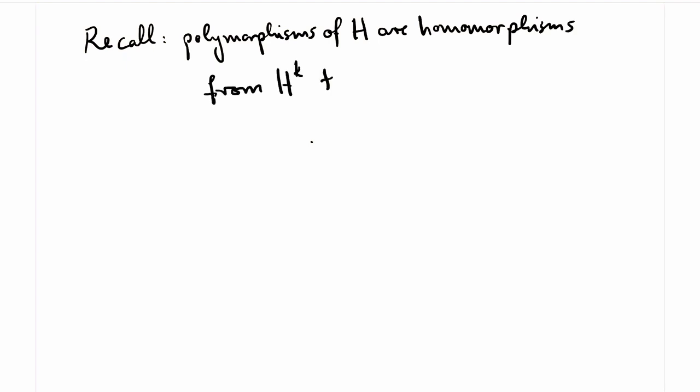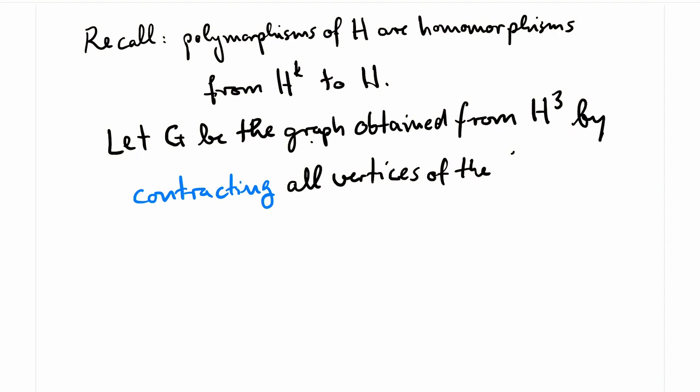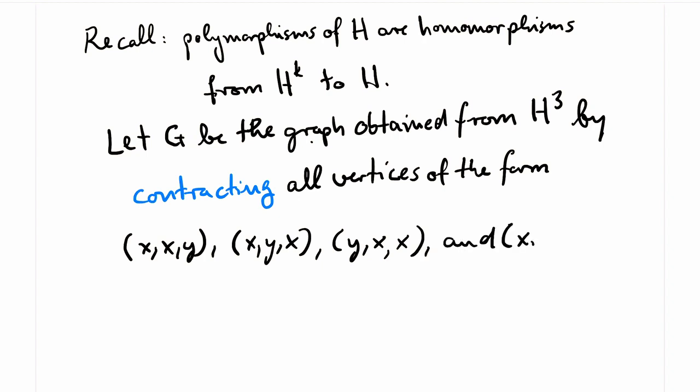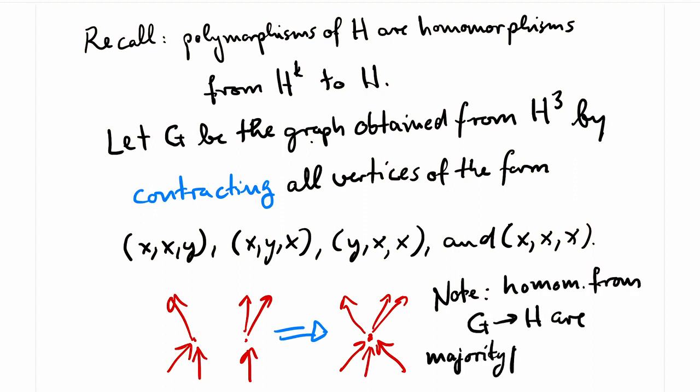Recall that polymorphisms of H of arity 3 are just homomorphisms from the third power of H to H. So we take the graph H to the 3 and merge all the vertices that have the form xxy, xyx, yxx, and xxx. Note that every majority polymorphism of H would have to map these elements of H to the 3 to the same vertex of H, and this is why we merge them. Let G be the resulting graph. Note that the homomorphisms from G to H correspond precisely to the majority polymorphisms of H.